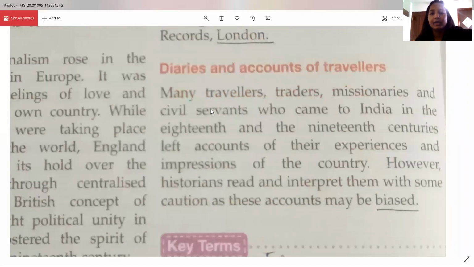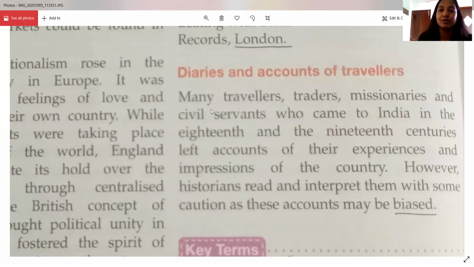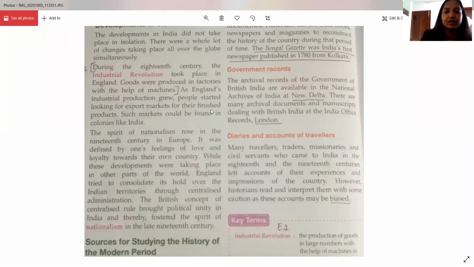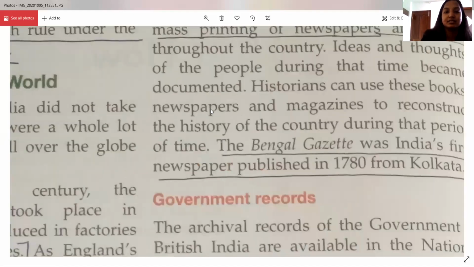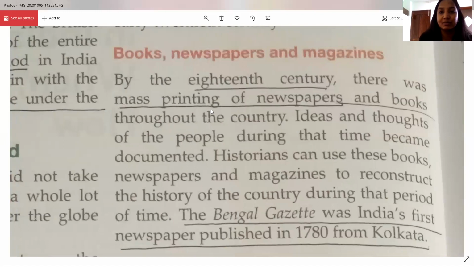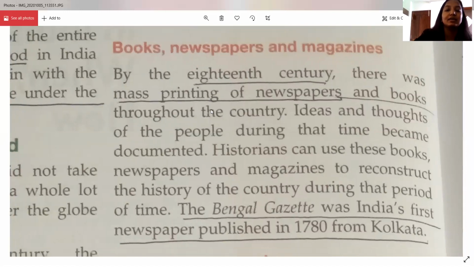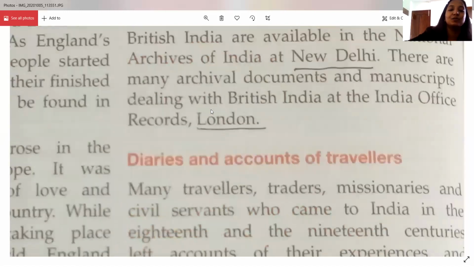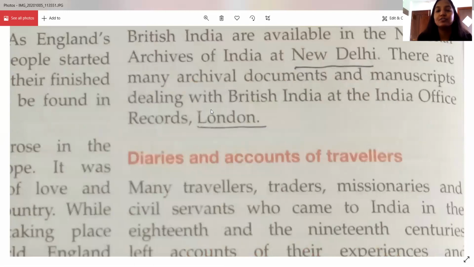Okay. The next one is also a written record. That is diaries and the accounts of the travelers. What is the problem with this? Each person has written it from their own point of view, because of which there is bias. These are the first three written records. Do not forget, the first three are written records. First is books, newspapers and magazines. The second is the government records, and the third one is diaries and accounts of travelers.